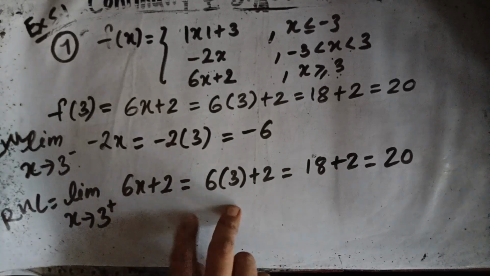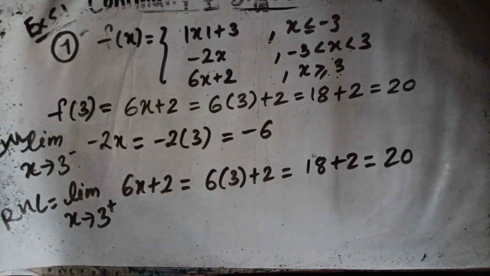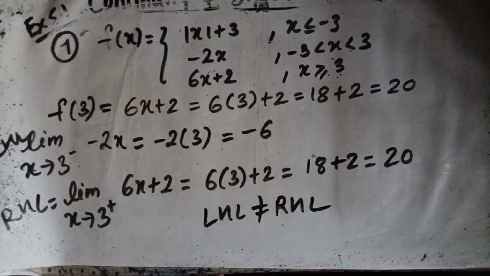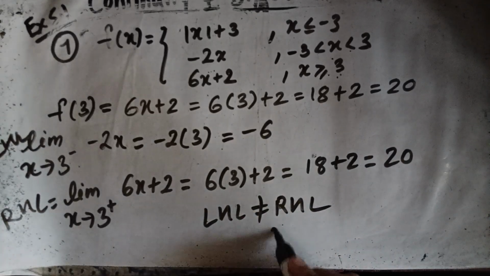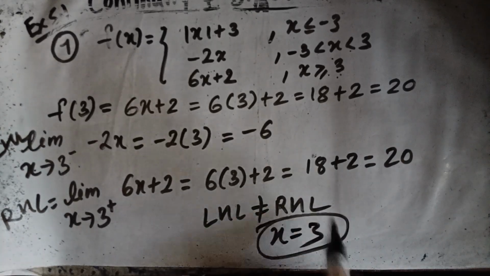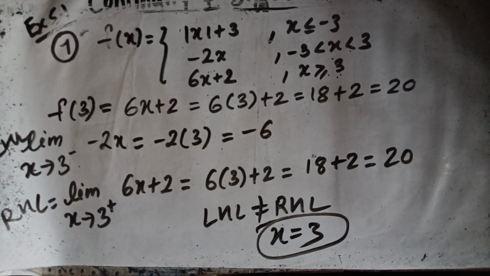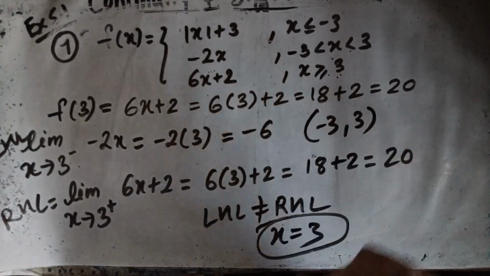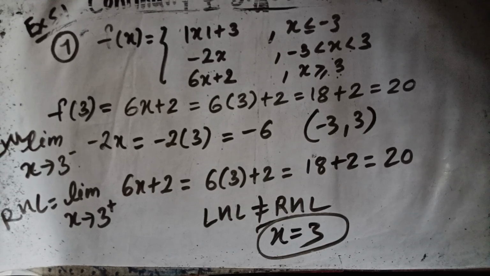So here we see that LHL is not equal to RHL. So at x equal to 3, the function is discontinuous. Between minus 3 and 3 it is continuous, that is, in this interval, minus 3 to plus 3, it is continuous.